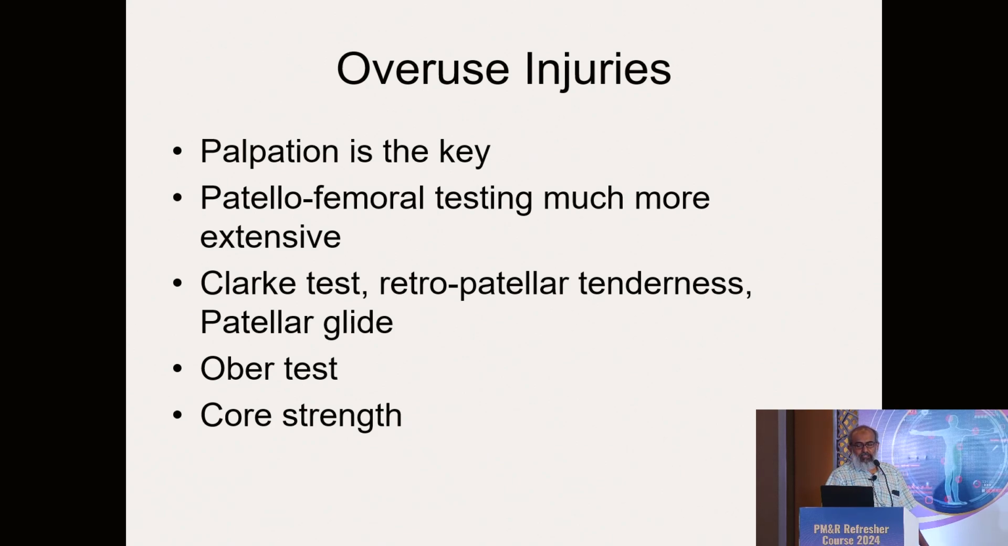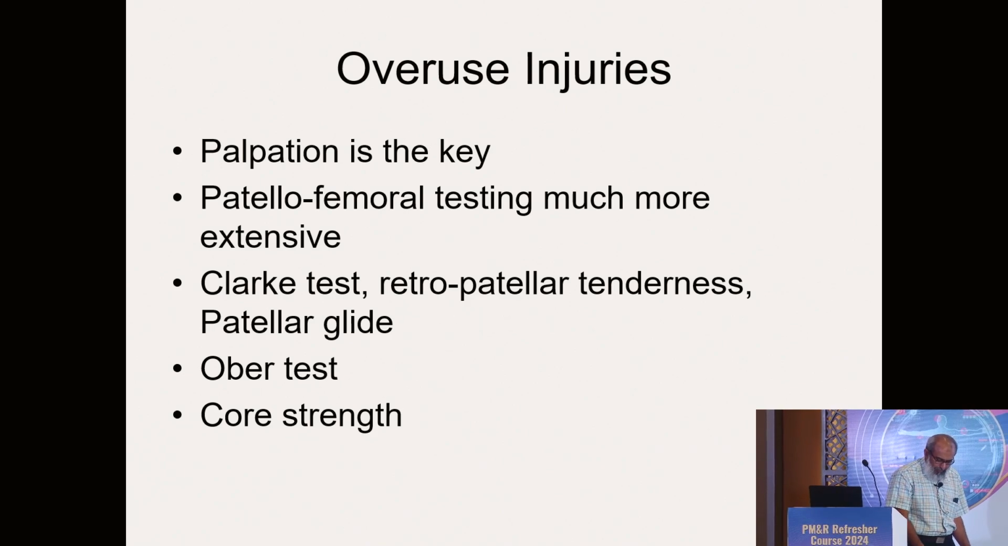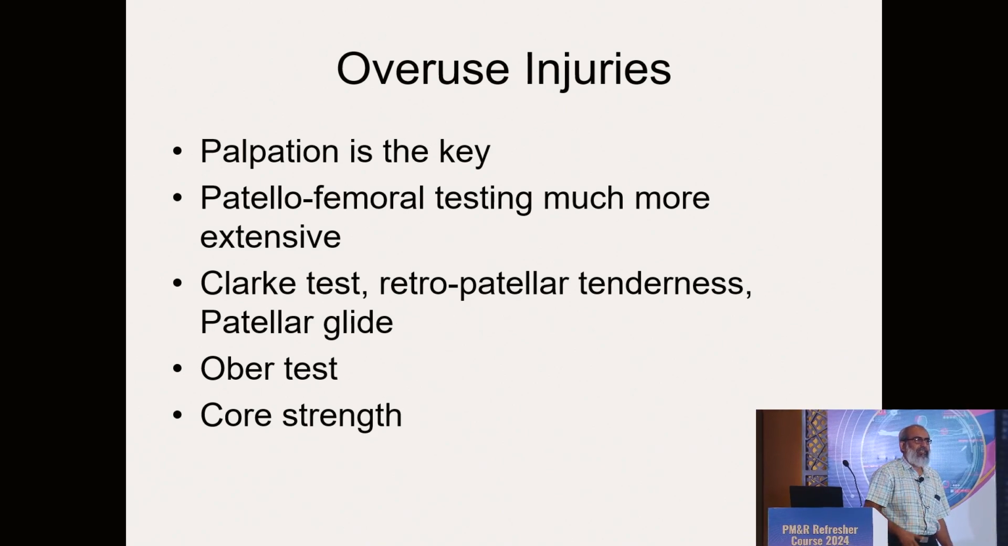Then overuse injuries. The major thing is, don't forget about the proximal things, Ober's test, core strength, because the femoral internal adduction, internal rotation, and the abductor mechanism, all these things can affect the knee. So never look at the knee as an isolated entity, always look up, always look down. Okay, so these tests are very important.